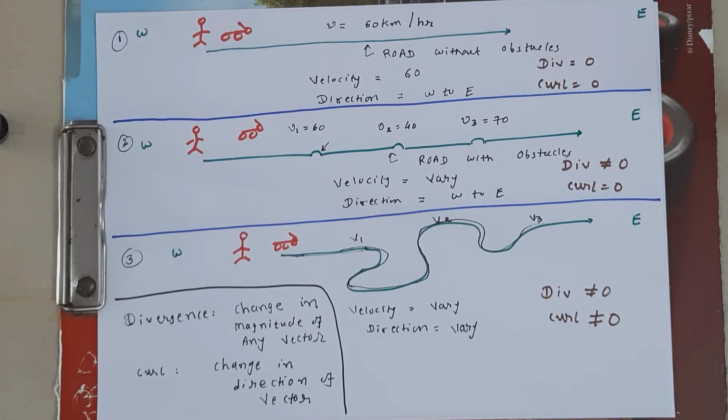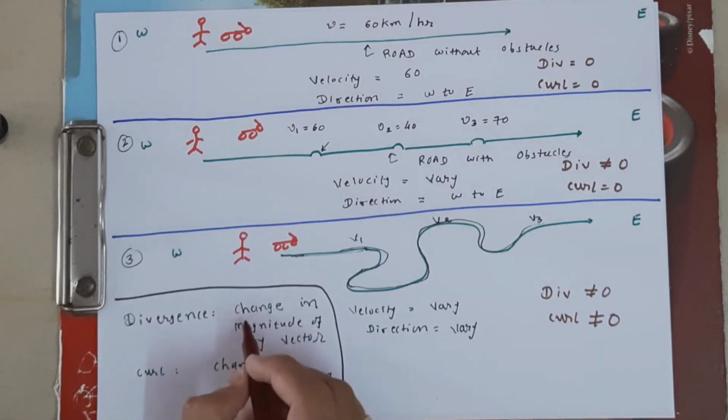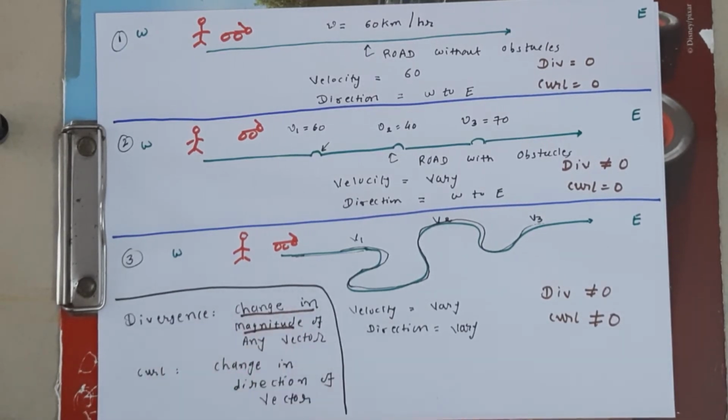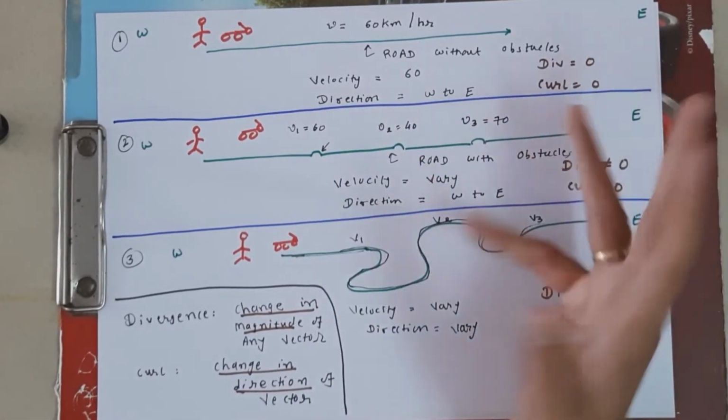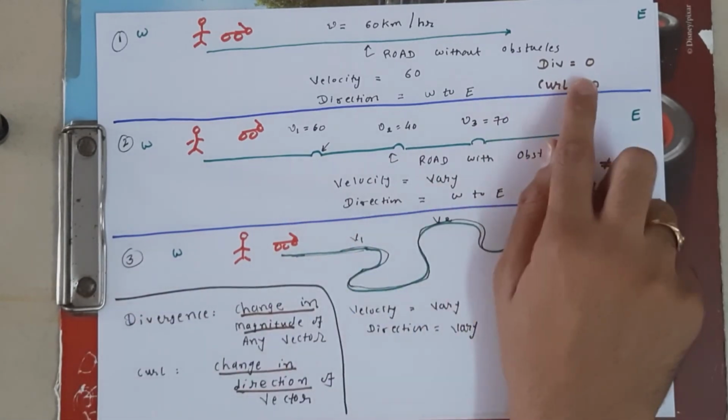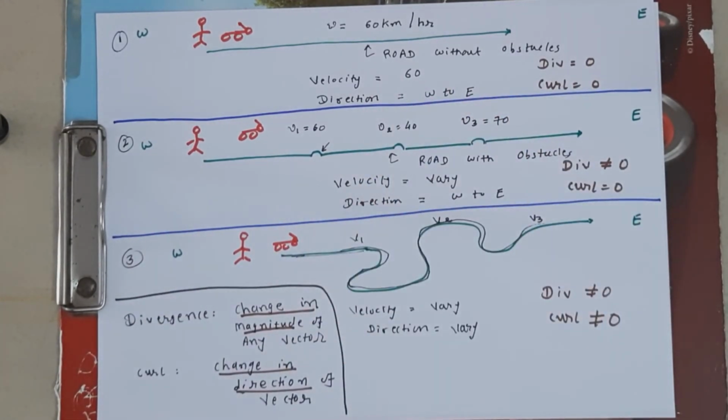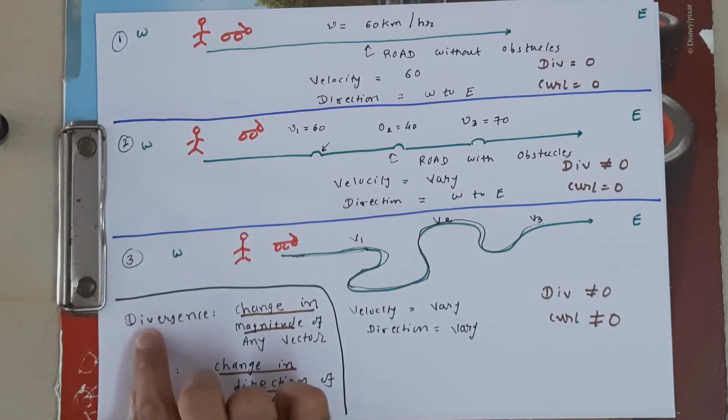In a short definition, what do you mean by the divergence? Divergence means change in magnitude of any vector quantity, and curl means change in direction of any vector quantity. If direction is not changed, we can say that the curl is 0. If magnitude is not changed, we can say that the divergence is 0. It is just a simple definition of divergence and curl.